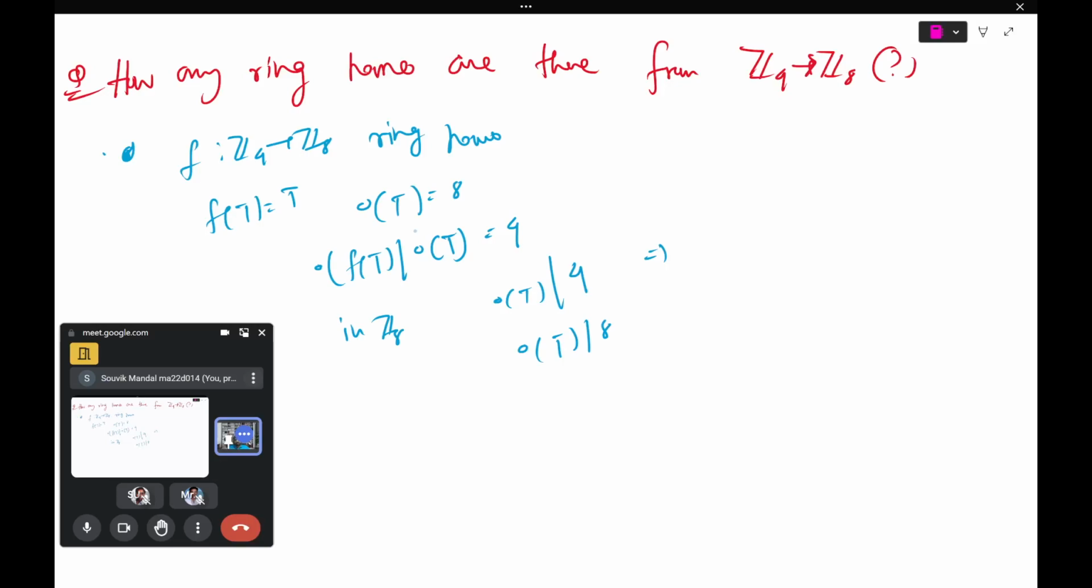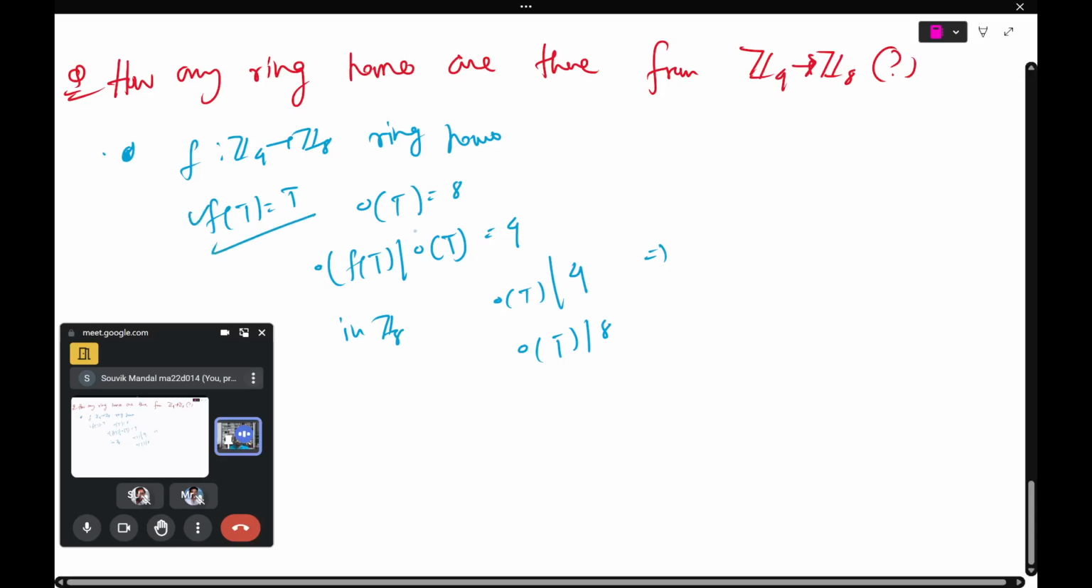The thing is that, since it is a ring homomorphism, f of 1 is equal to 1. It is assumed by definition.